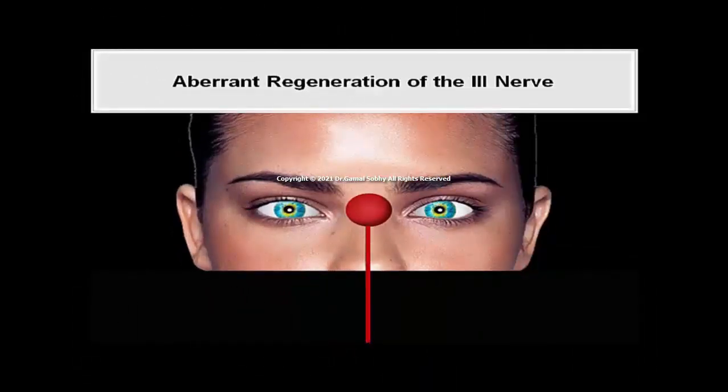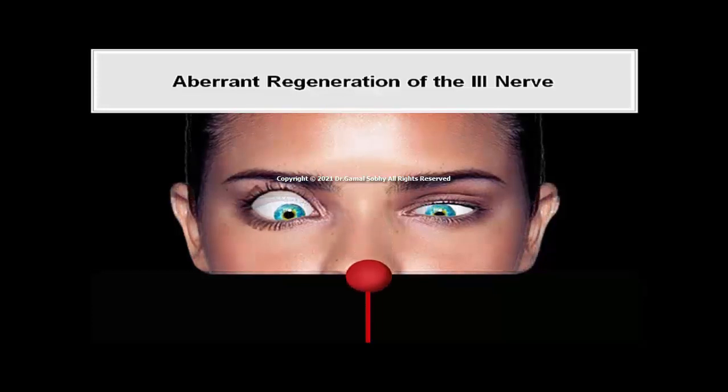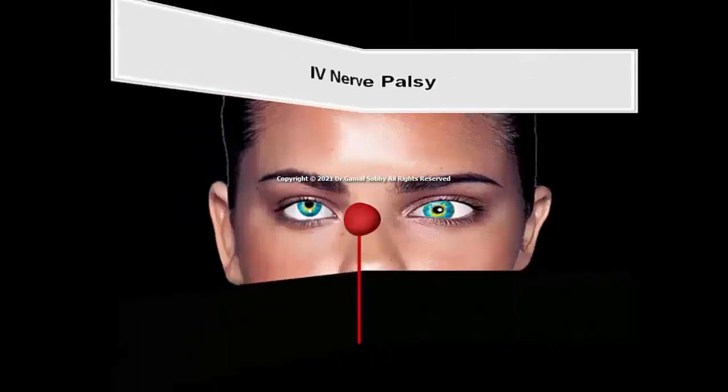Aberrant regeneration of the oculomotor nerve fibers may result in failure of the upper lid to follow the eye as it moves downward, causing retraction of the upper lid in downward gaze. This is known as pseudo-Graefe's sign.